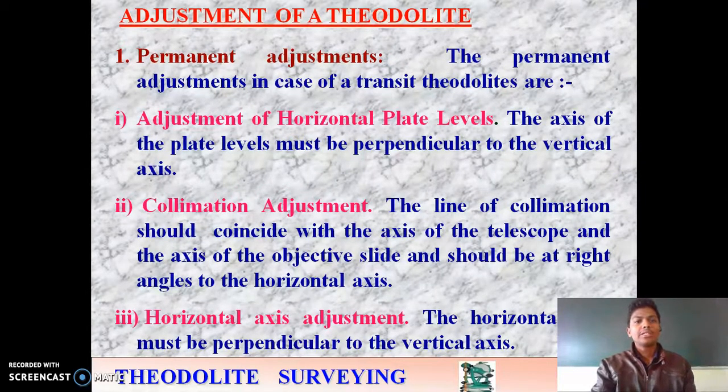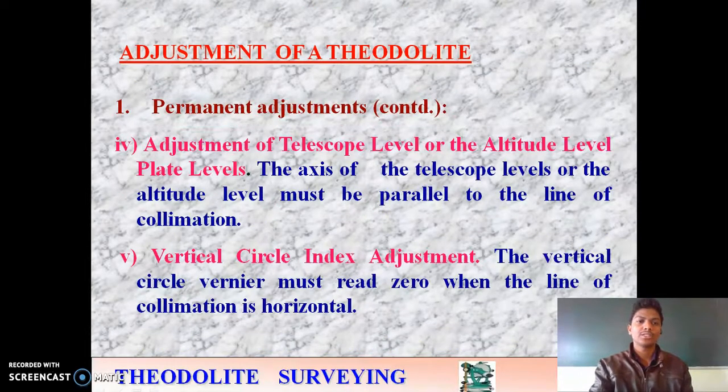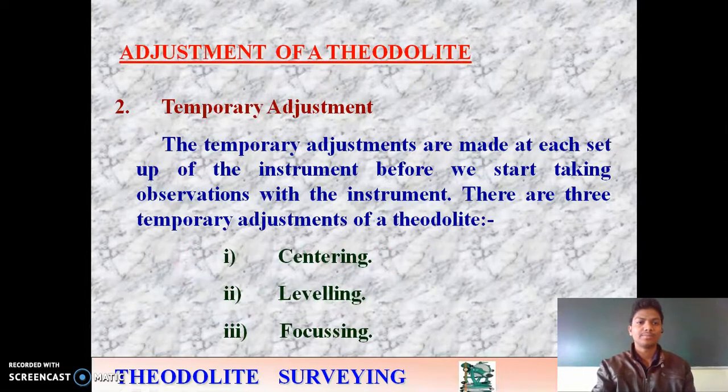The permanent adjustments in the case of a transit theodolite are adjustment of the horizontal plate levels, collimation adjustment, horizontal axis adjustment, adjustment of telescope level or the altitude level and plate level, and vertical circle index adjustment.